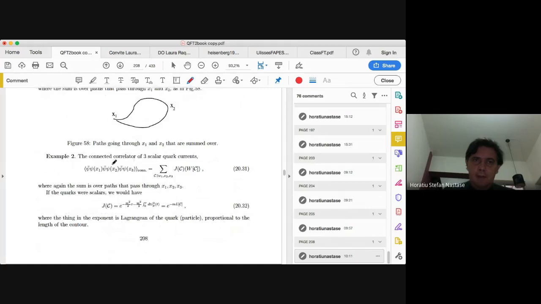Then the connected correlator of three quark scalar currents. Scalar currents are psi bar psi. So psi bar psi at x1, psi bar psi at x2, psi bar psi at x3, the connected part. This is equal to the sum over loops that pass through these x1, x2, x3 of some J of C times the Wilson loop. J of C, in this case, if the quarks were actually scalars, would be equal to this.